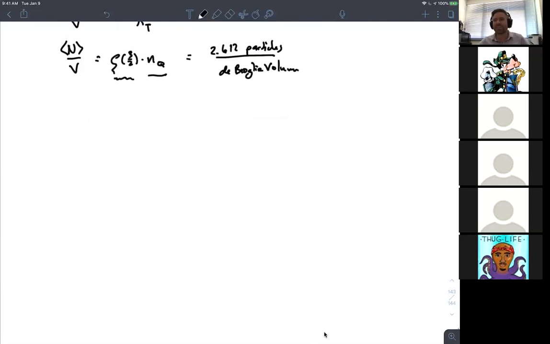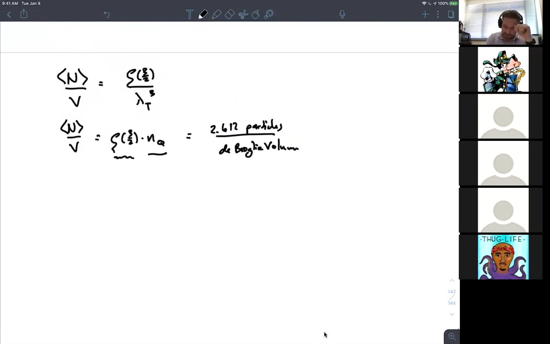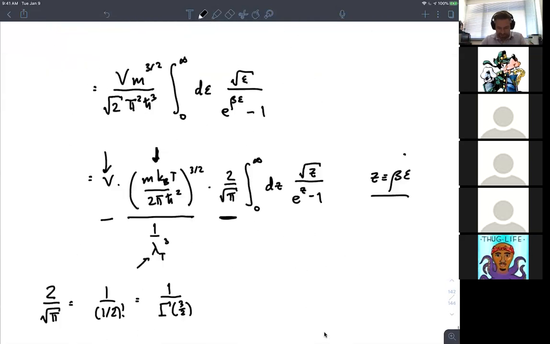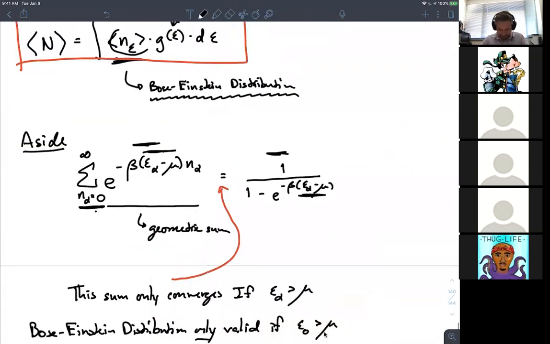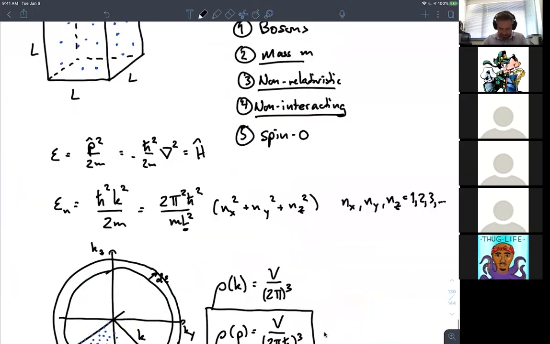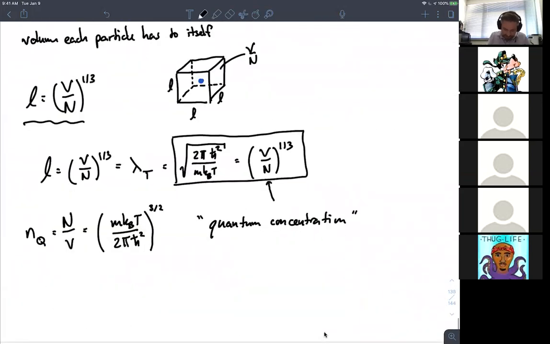So now, typically, this is not how you do it. You don't have a system at fixed temperature and add in particles. Instead, you keep the number of particles fixed and you lower the temperature. Now this quantum concentration has a temperature in it. If you go back and look at our definition of the quantum concentration, where is it? Geez, that was a while ago. Okay, so right here, the quantum concentration has a temperature in it.